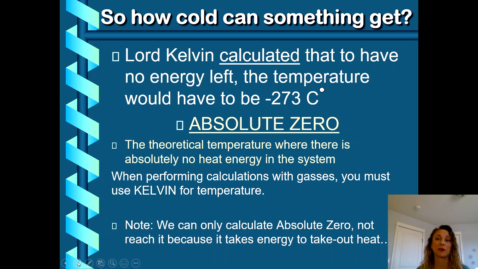Lord Kelvin calculated that to have no energy left, the temperature would have to be negative 273 degrees Celsius, okay? And something hugely negative in Fahrenheit. I don't know off the top of my head. He decided to call that absolute 0. That's the theoretical temperature where there's absolutely no heat energy in those molecules. No energy. Remember I always said that all matter has energy? So the theory is the matter will cease to exist if you don't have any more energy left. But it's theoretical, okay? We cannot actually reach absolute 0 because it takes energy to take heat out.